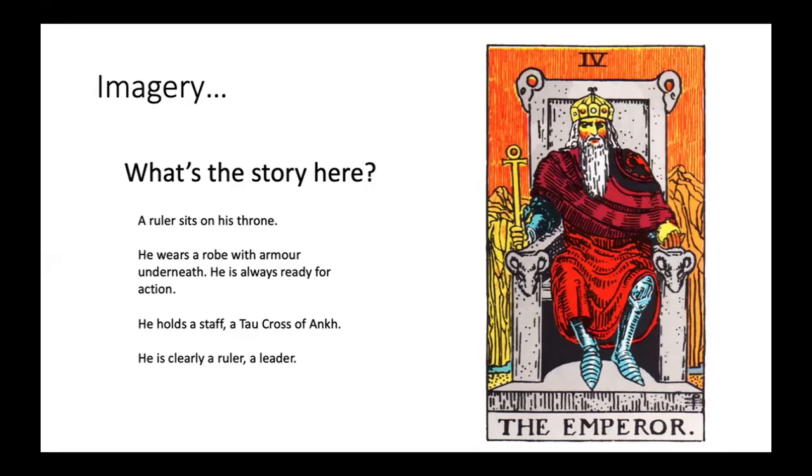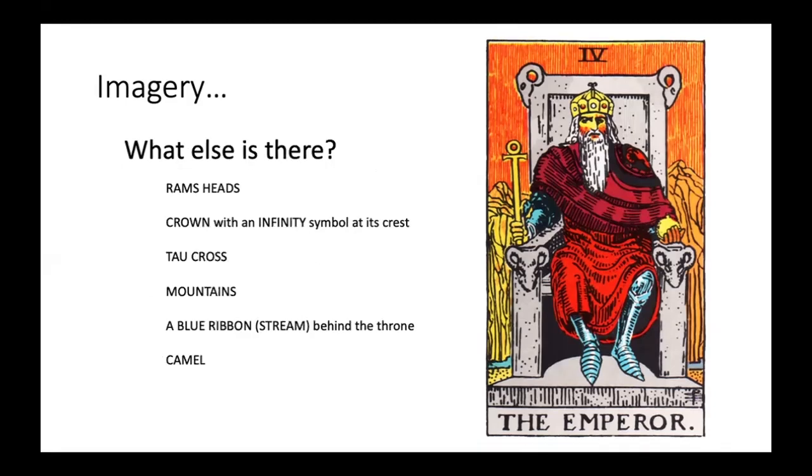The crown, let's go back to that. What else is in this? Well, look, there are a number of ram's heads. The chair actually has 4 ram's heads on it. If you're into your astrology, you will know the ram is the symbol of Aries. So the emperor is allied to the zodiac sign of Aries, the first sign in the zodiac.